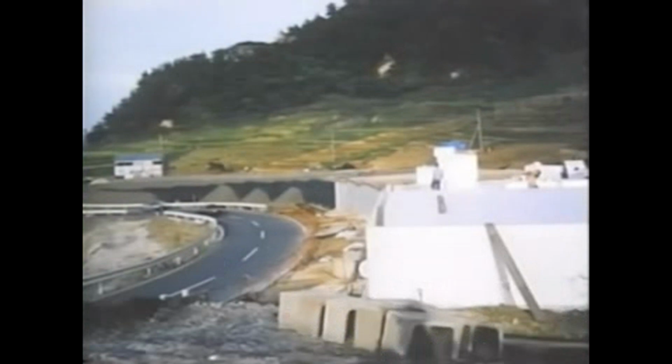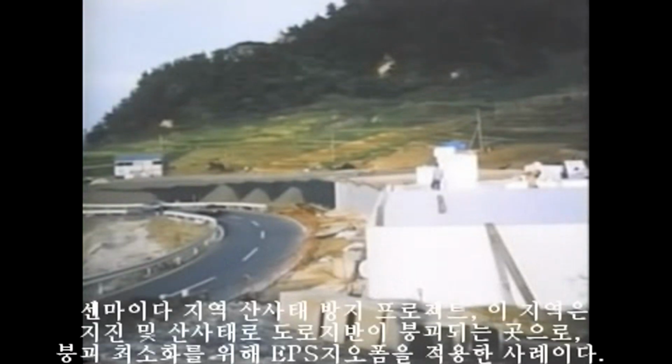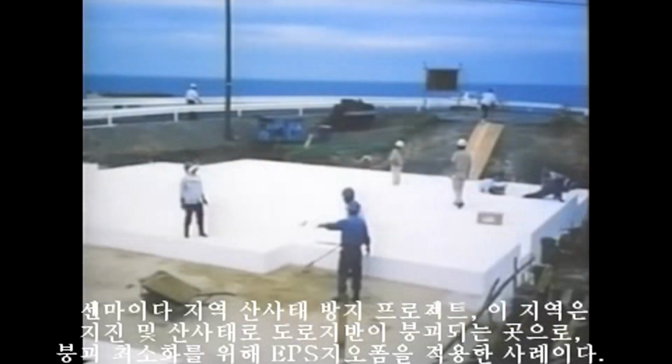This area has a typical landslide topography, with terrace fields extending from the foot of the mountains to the seashore. Here, the EPS construction method was used as a means to reduce load. The EPS construction method will hold up in a landslide area even in an earthquake.